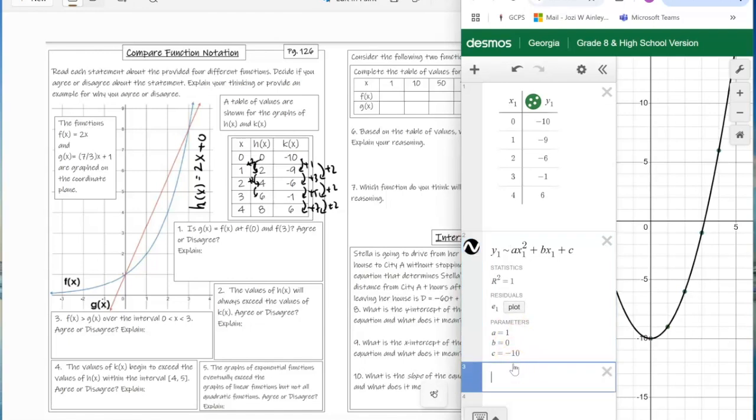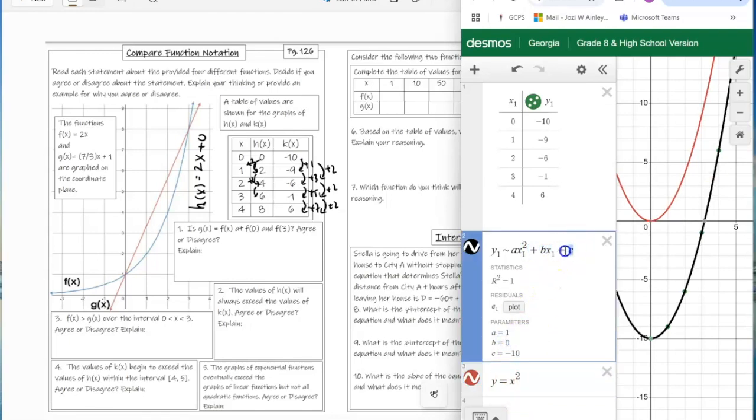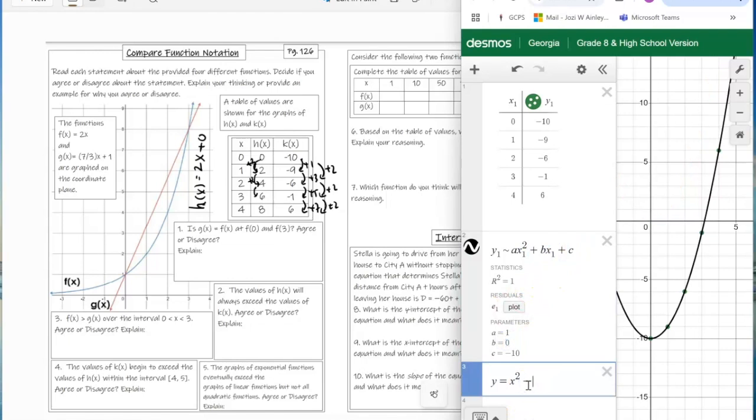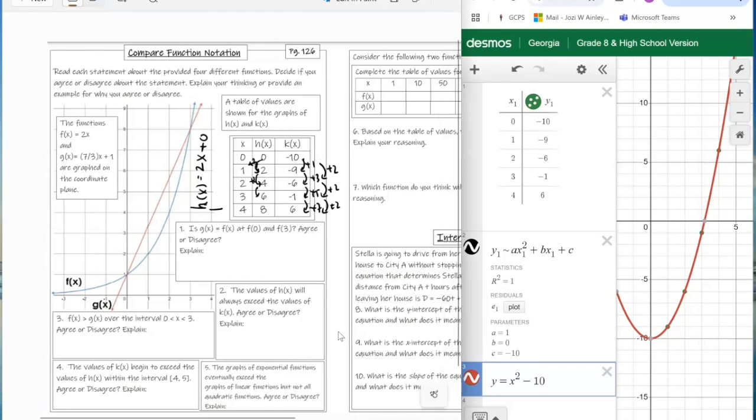I'm going to go ahead and just type it up so I have it. So y equals, a is equal to what? 1. So this is 1x squared, which is the same as saying x squared. And then c, because b is 0, so there's no bx, and then c is negative 10. So this is my equation, and if that's right, it's going to match perfectly, which it does. All right, so k of x is equal to x squared minus 10.